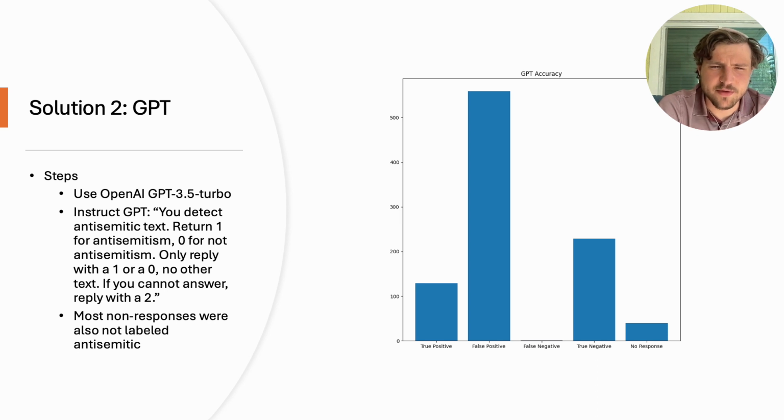In this part, I used GPT from OpenAI. I input all of the comments. I did not lemmatize them. I did not tokenize them. I just fed the text directly into the model. And I told the GPT that it's a model that detects anti-Semitic text. It's supposed to return a 1 for anti-Semitism, a 0 for not anti-Semitism, and if it cannot answer, it's supposed to reply with the number 2.